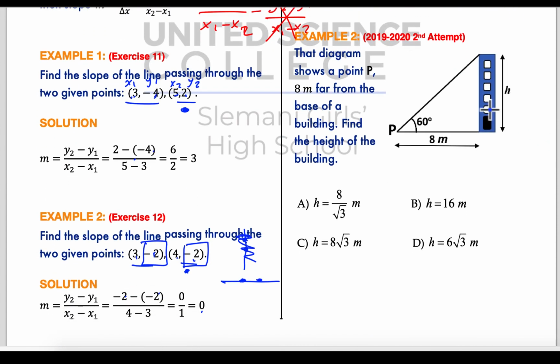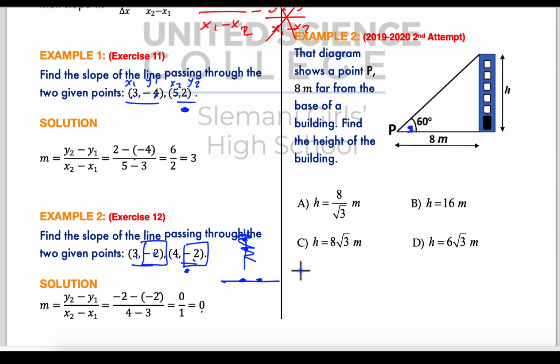Similarly, there is a Ministry question, 2022 attempt. It's about slope. In this diagram, 8 meters is the horizontal distance from P to the wall, and the height is missing, and an angle is given. So it's trigonometry. We know the adjacent. We don't know the opposite. We know the angle. So you should come up with a relation between opposite, adjacent, and angle. Remember, we used this a lot last year.